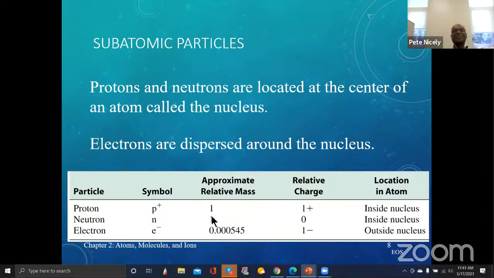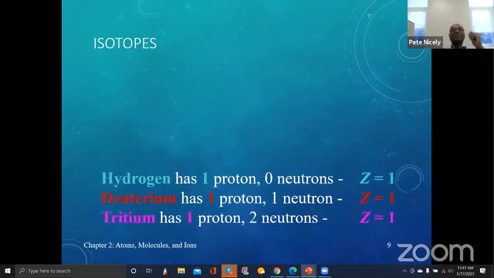The neutron has the same relative approximate mass, but the difference is that it has no charge, right? The neutron has 0 charge while the protons have a +1 charge. And then the neutron is also located inside the nucleus. And then finally, the electron has a much lighter mass, has a charge of -1, and it's located outside the nucleus, all right? So that's a summary of the different particles located in the atom.